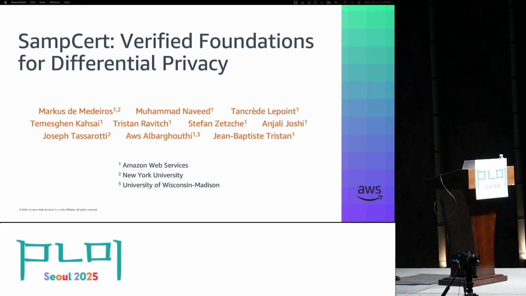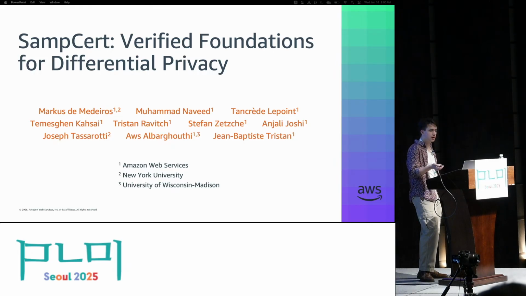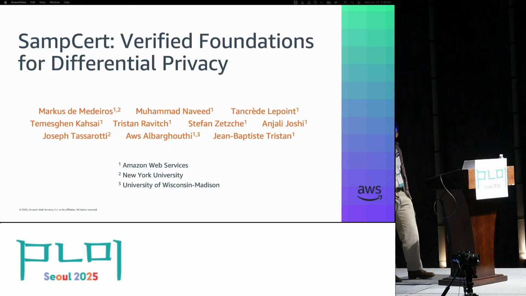All right. Thank you, Thomas, for that introduction. I'm Markus. I'm a PhD student at NYU and a research intern at AWS. Today I'm going to be telling you about SampCert, our project for doing verified differential privacy in Lean.